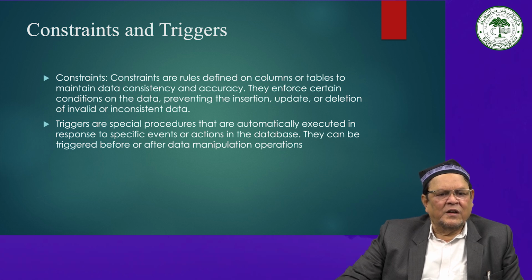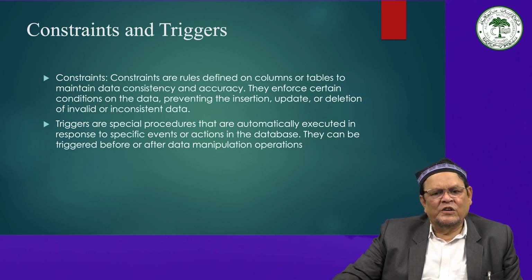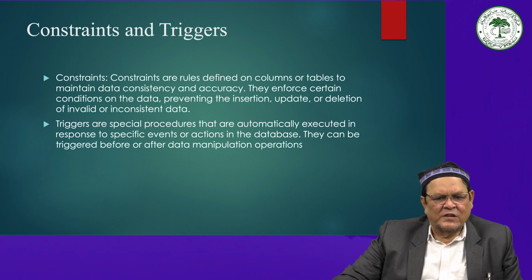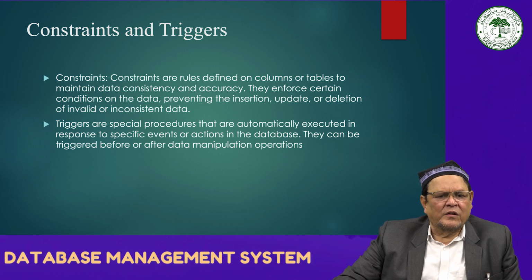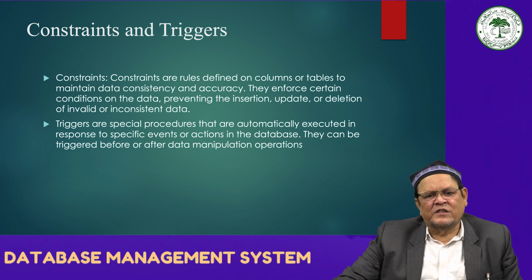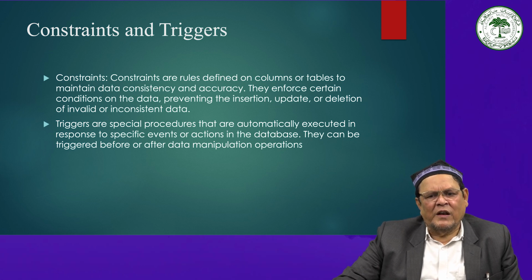Let us take primary key constraint. It ensures each row in a table has a unique identifier. Foreign key constraints enforce relationships between tables by ensuring values in one table match the values in another. Unique constraint requires values in a column or combination of columns to be unique. Check constraint specifies a condition that data must meet to be valid.